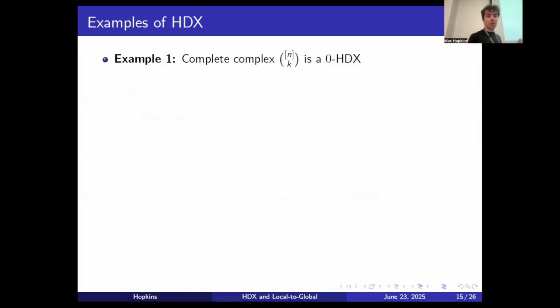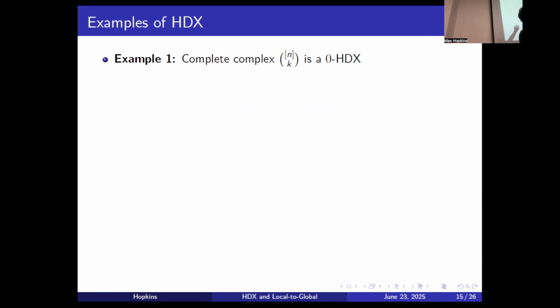Oh, I'm sorry, I lied. I should show you some examples of high-dimensional expanders before we move on. Sorry. So the first example we should check, of course, is the complete complex. I've said that these are sort of a sparsification or a sparse model for the complete complex, and 2SK better be a very good HDX. And indeed it is. It's a 0 one-sided high-dimensional expander.